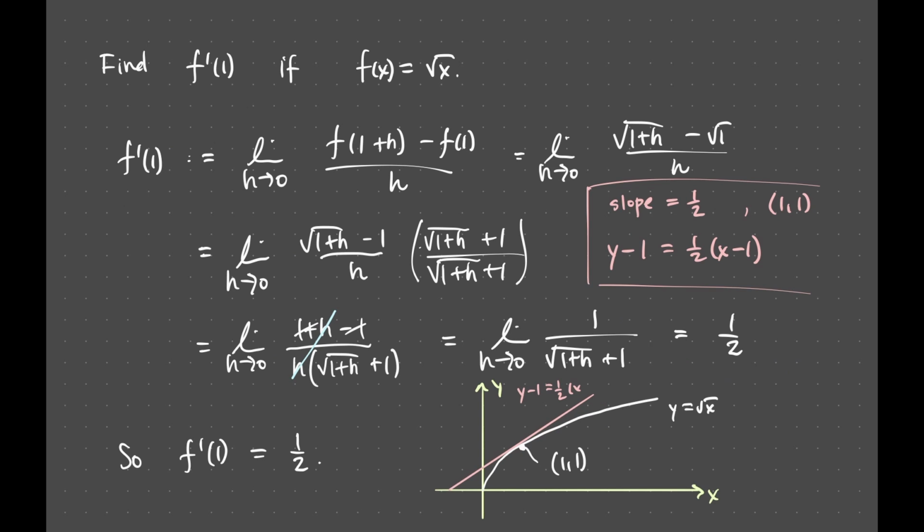Plotting this line against the graph of the square root of x, we do indeed see that this line touches the graph at the point 1, 1, where it appears to approximate the slope of the graph there.